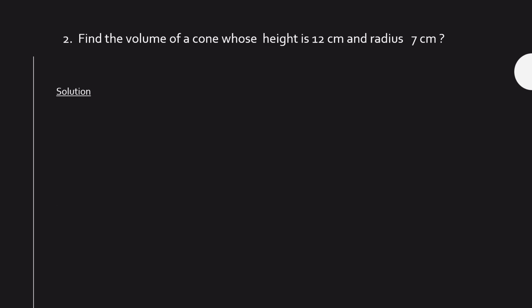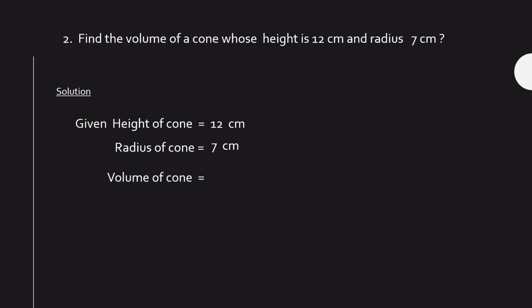What are you going to write first? Okay, the things you know. The height of cone is given as 12 centimeter. Good. Then radius of cone as 7 centimeter. Now write down the next step and I will ask you. Yes, we need to find the volume of the cone and that is correct, 1 by 3 pi r square h. So keep this formula in your mind so that you can do the problem very easily.